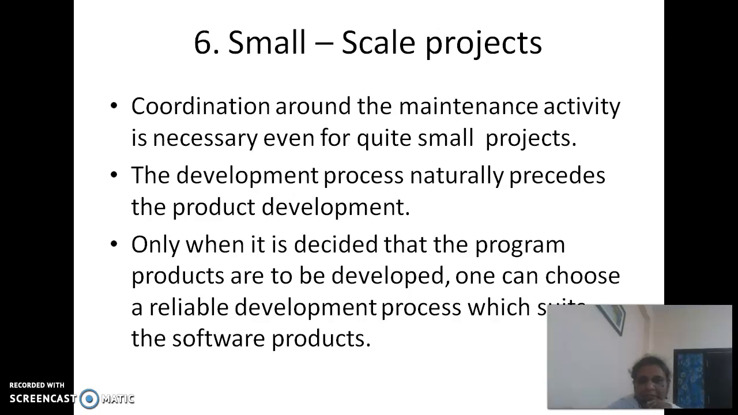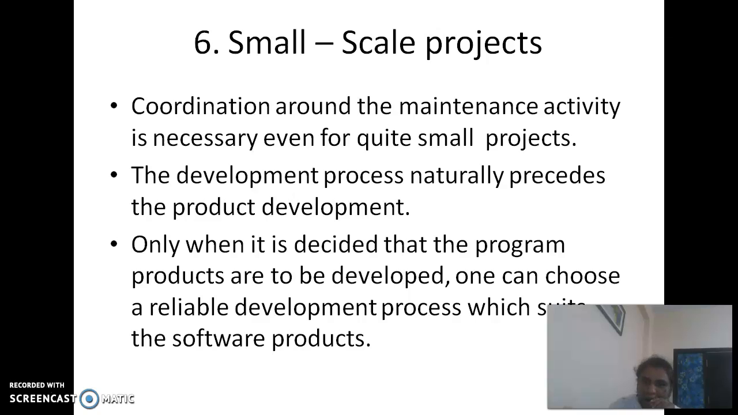Then coming to the sixth part of the system life cycle, it is about small-scale projects. As in how we use the architecture, we build some method and we have a process behind that, and then we have required tools that support that, and in all these things we need some small-scale projects to be developed. Coordination around the maintenance activity is necessary even for quite small projects.